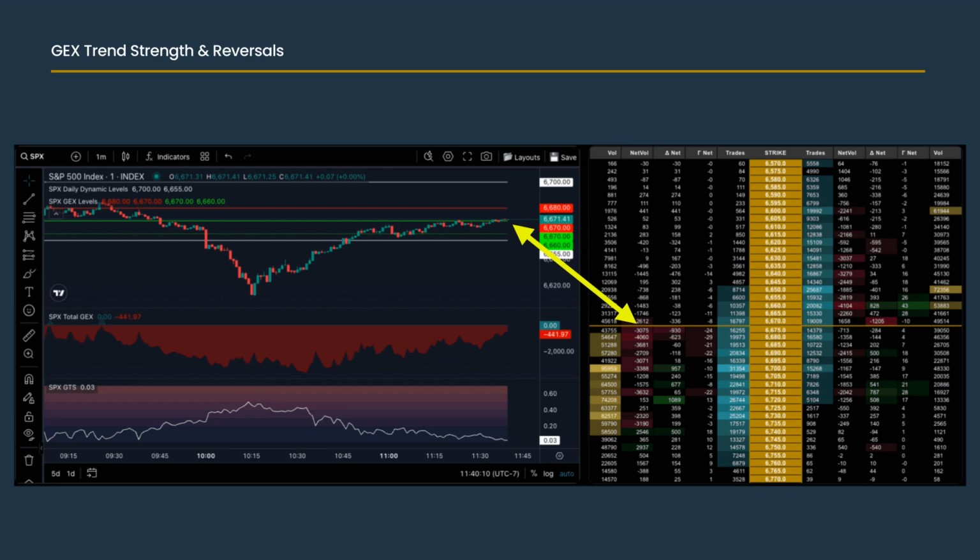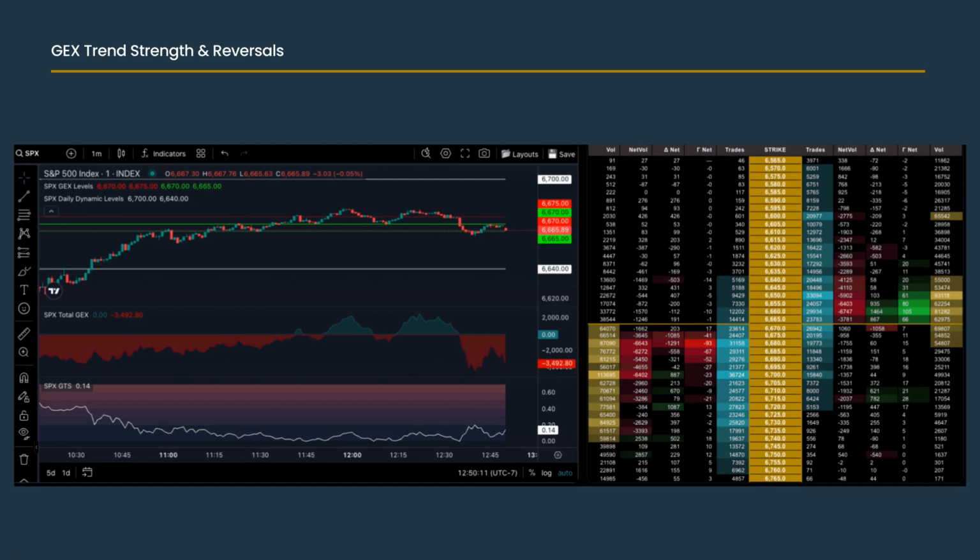Although price briefly breached that level, GTS remained weak, and without sustained strength, call sellers regained control, driving price lower into the close. This example highlights how GTS serves as the confirming factor for whether a reversal will evolve into a sustained trend or fade back into containment.